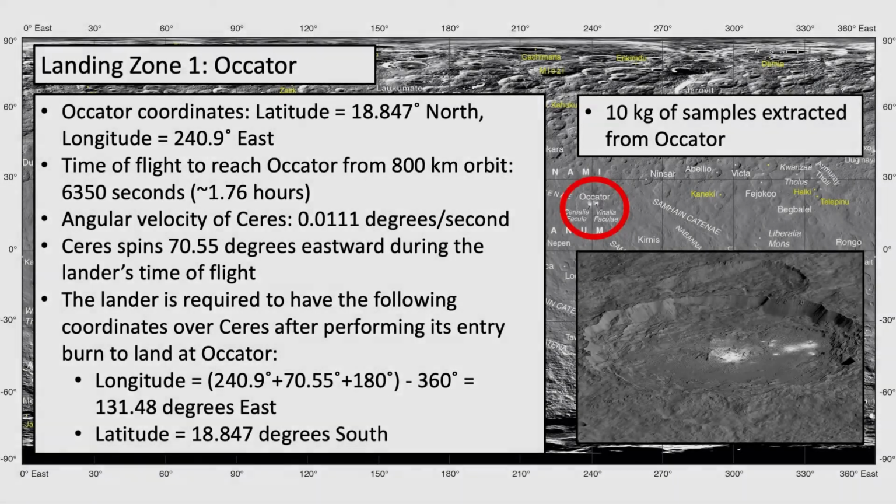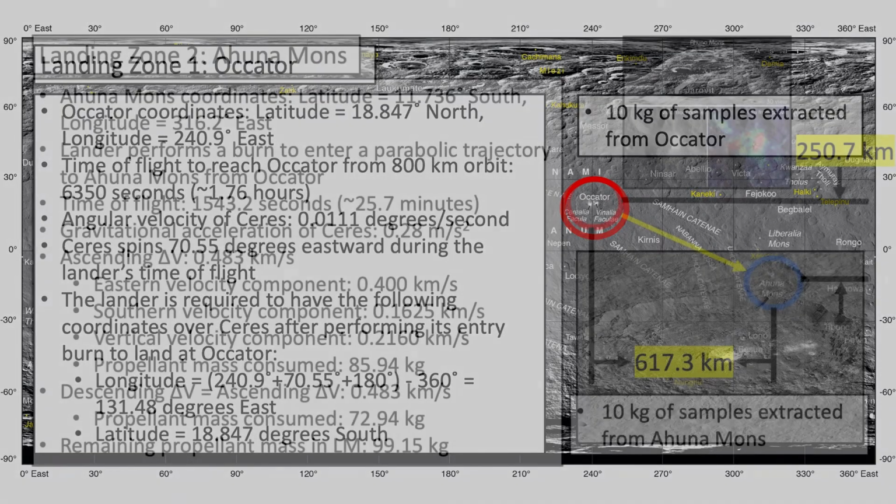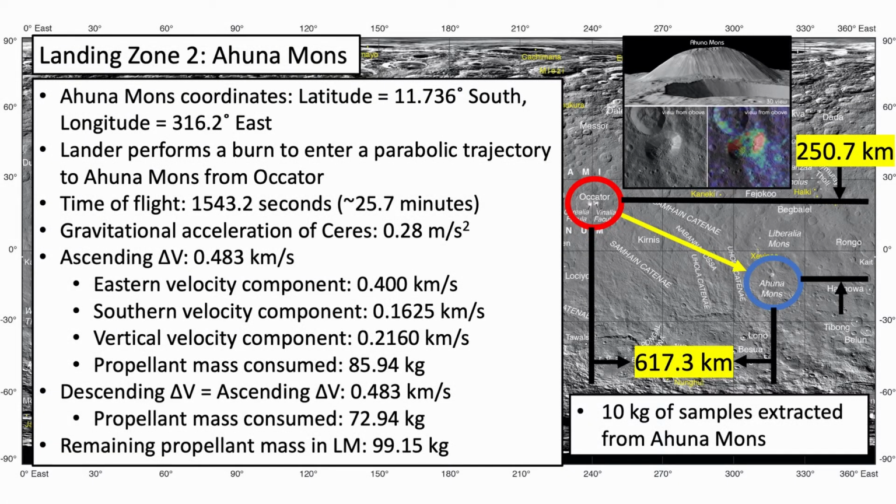Two samples will be collected, one from Occator, a large crater thought to contain the highest concentration of carbonate materials outside of Earth, and large salt deposits that appear brightly in reconnaissance imagery. Ahuna Mons is a second landing site, likely formed by cryovolcanic activity that is a combination of mud and saline water. The lander will hop on a parabolic trajectory between the two sites to collect 10 kilograms from each.